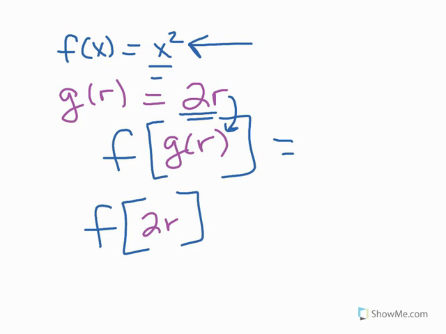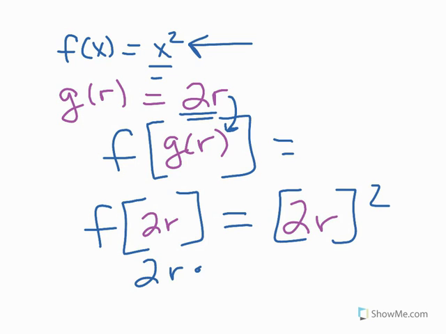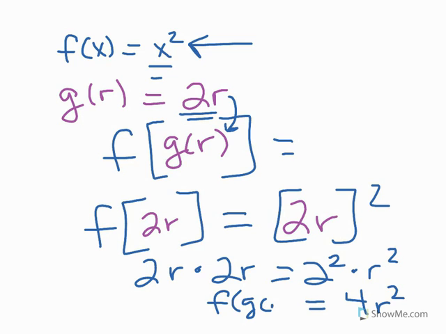So if I took an x and I did a function of x and made that x squared, then if I take a 2r, that's the same thing as taking that whole 2r and squaring it, right? And that's 2r times 2r, or just 2 squared times r squared, which of course is 4r squared. That's what you do when you deal with double functions. So that's f of g of r.